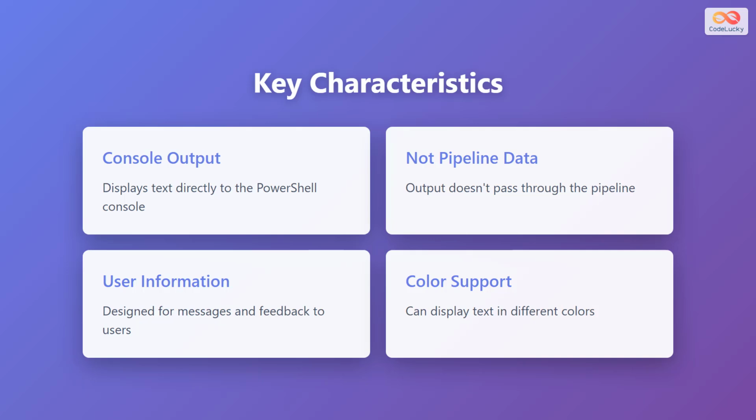Write-Host has 4 key characteristics you should understand. First, it provides console output, displaying text directly to the PowerShell console. Second, the output is not pipeline data, meaning it doesn't pass through PowerShell's pipeline to other commands. Third, it's designed specifically for user information, making it ideal for messages and feedback. And fourth, it supports color, allowing you to display text in different colors to emphasize important information or categorize messages.